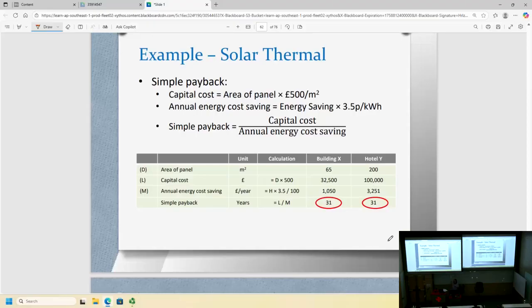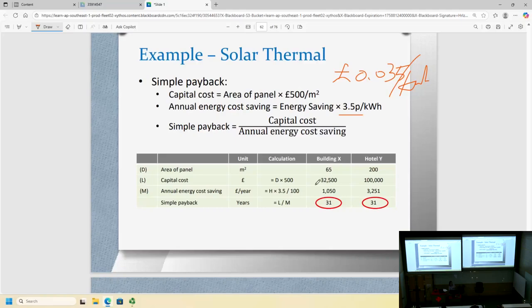Next is to calculate the simple payback period. So let's say the capital cost of the solar thermal collector is £500 for every square meter. And the annual cost of natural gas, the natural gas tariff is 3.5 pence or 0.035 pound for every kilowatt hour. Then we may use these for calculating the simple payback period, which is the capital cost divided by the annual energy cost saving.